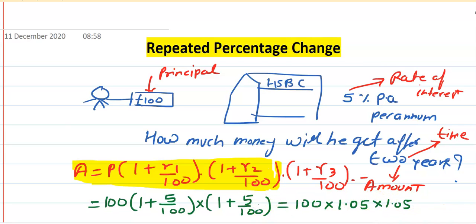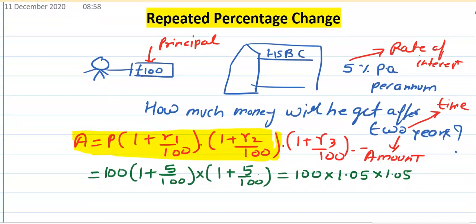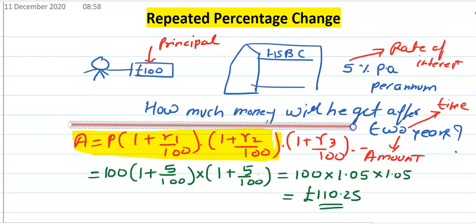Now pick up your calculator and see how much you get. If you multiply 100 times 1.05 times 1.05, you get 110 pounds 25 pence. So this was the question: how much money will he get after 2 years? This was the money he will get after 2 years. What happens if the rate of interest is different? This is our formula which you need to remember.